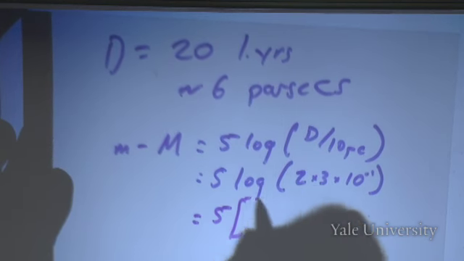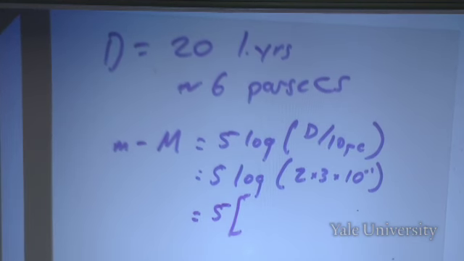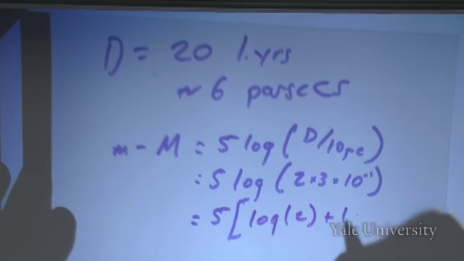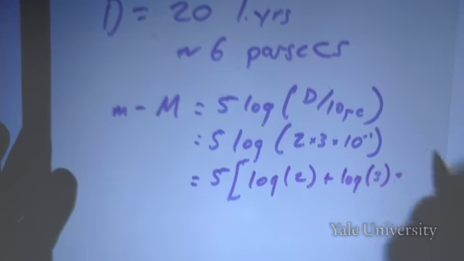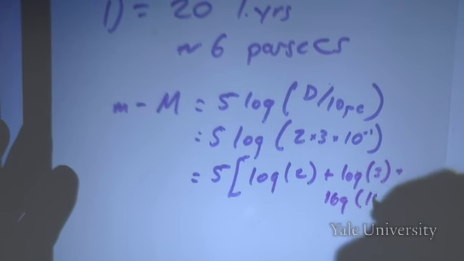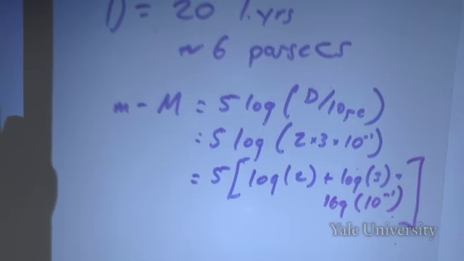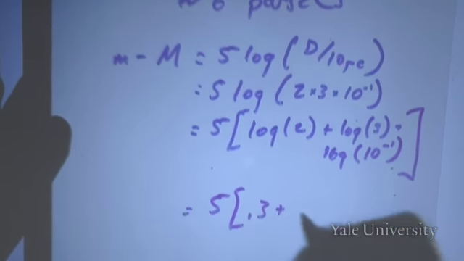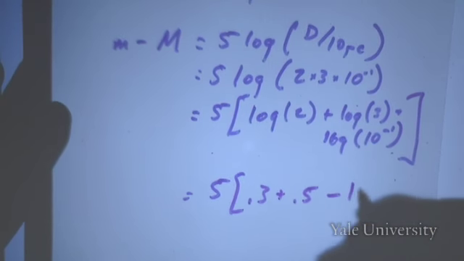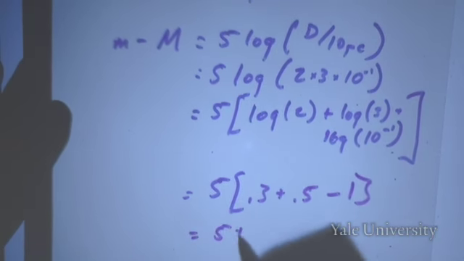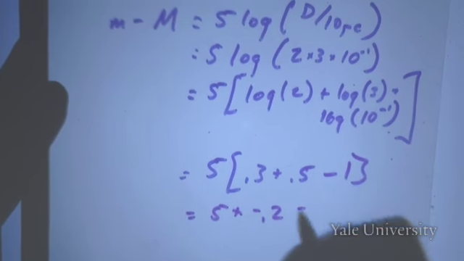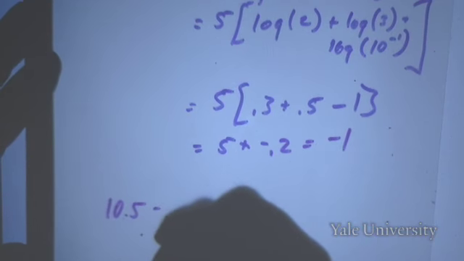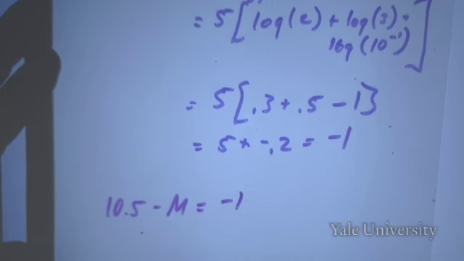5. And then, you know this thing about logs. If you multiply them inside the bracket, you can add them outside the bracket. So this is log of 2 plus log of 3 plus log of 10 to the minus 1. Log of 10 to the minus 1 is minus 1. The other two I happen to know. The log of 2 is 0.3. The log of 3 is 0.5. Minus 1. That's 5 times minus 0.2, which is minus 1. And so 10.5 minus the absolute magnitude equals minus 1.